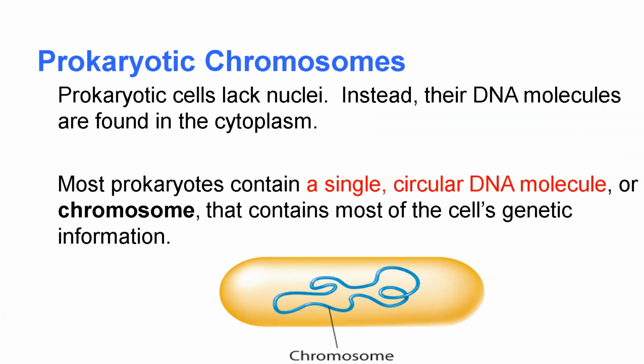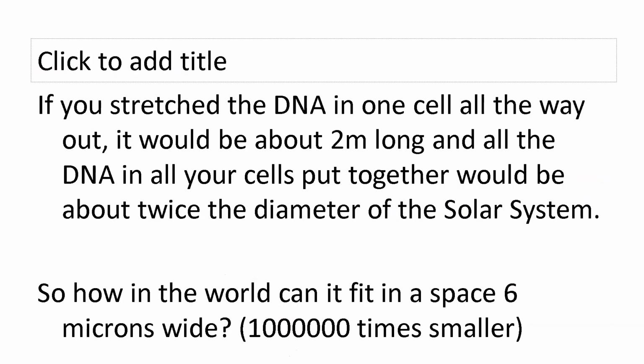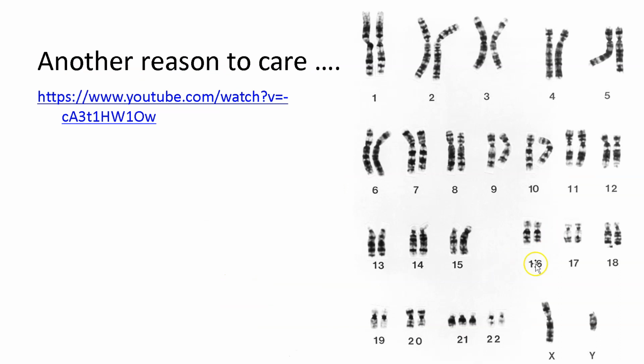Prokaryotic chromosomes are usually a single circular DNA molecule. So it's just usually one chromosome, not linear ones like we have in eukaryotes. And here's just another reason to care. When the cell cycle doesn't happen correctly, and this is of course talking specifically about meiosis, you can sometimes have something called non-disjunction, when chromosomes don't separate correctly. And this is actually Down syndrome, when you have three 21s.